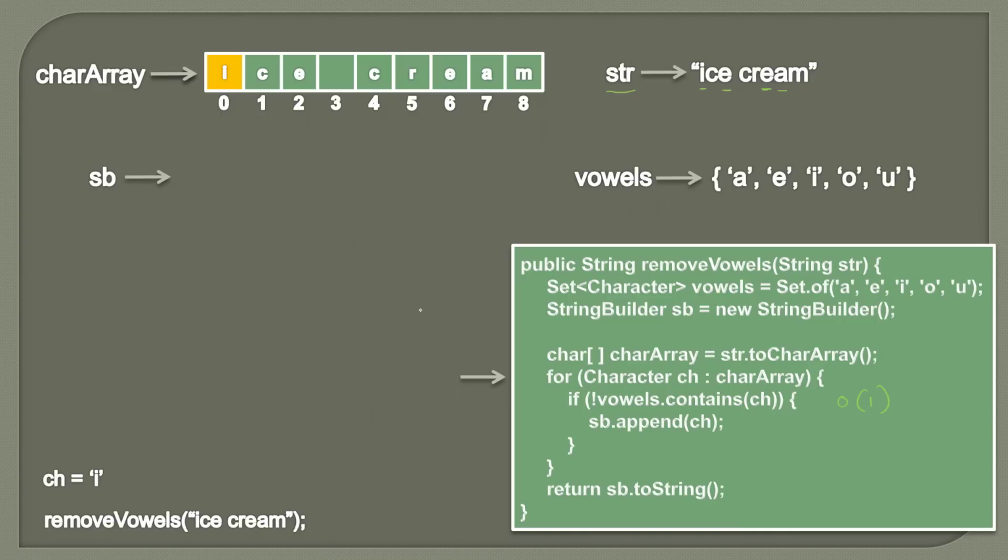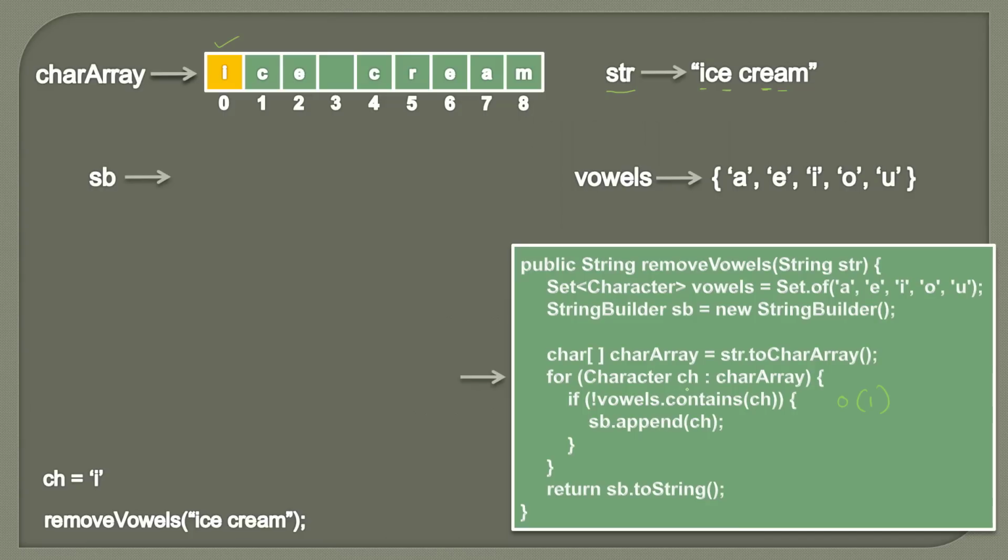So ch is I. We take this character and search our vowel set to see whether it contains ch or not. Here you can see the vowel set has the character I. It means this is a vowel and we don't want to include it in our final string. The condition vowels.contains will come out to be true, and if we negate that, it becomes false. So this condition comes out to be false and we will simply skip I because it is a vowel.